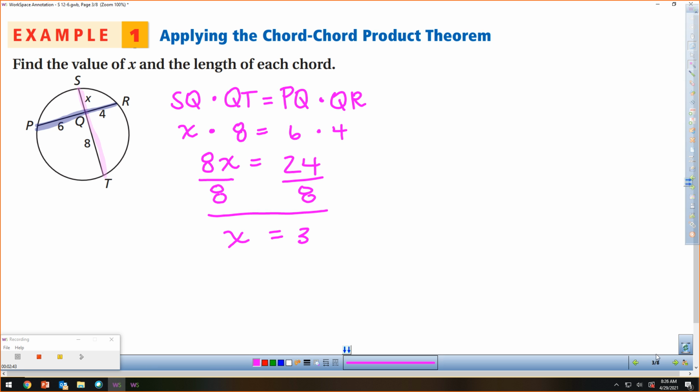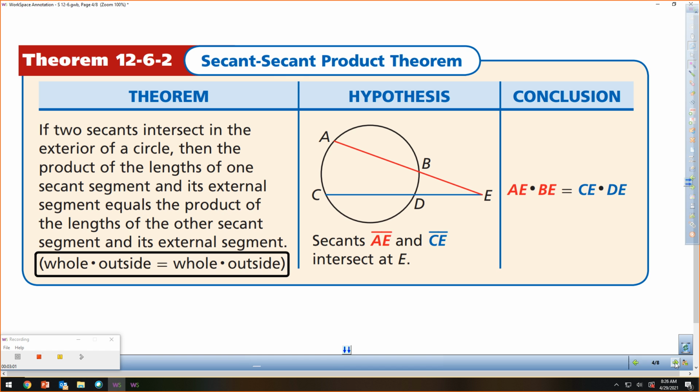Okay, now let's look at the next one. So the next one is when you have two secant lines. And this one's a little bit different. The equation is whole times outside equals whole times outside. Okay, so what I mean by the whole is AE, this whole thing, times just this outside piece. So AE times BE is equal to this entire thing, CE times DE.